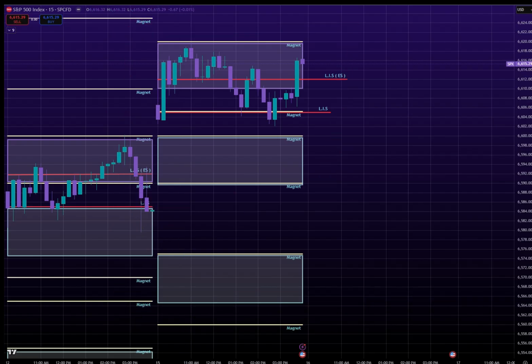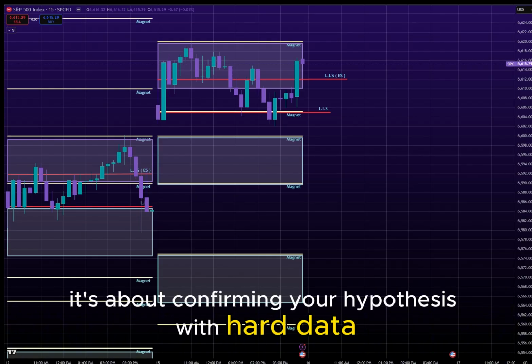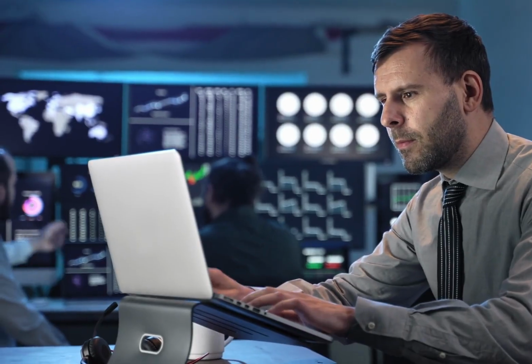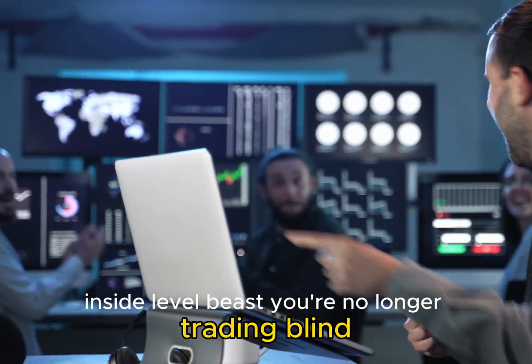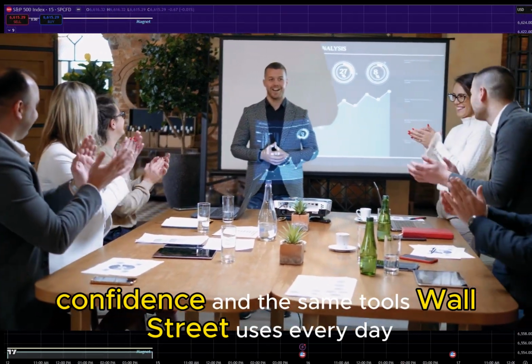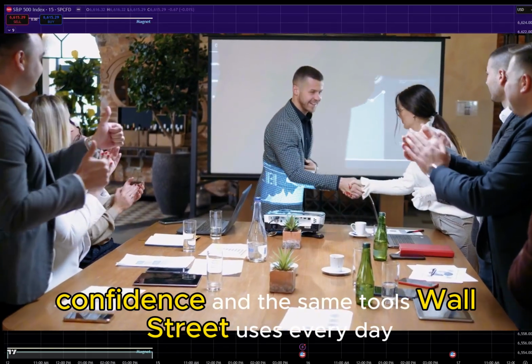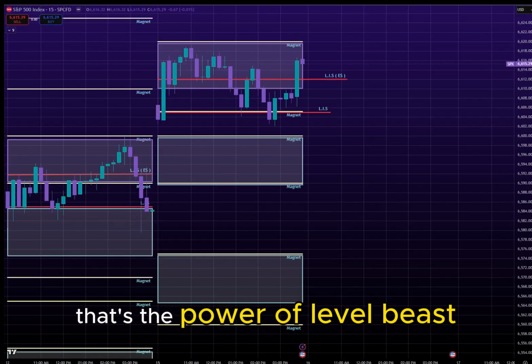In closing, remember, gamma research isn't about predicting the market with guesswork. It's about confirming your hypothesis with hard data. When you combine your strategy with the gamma research inside Level Beast, you're no longer trading blind. You're trading with clarity, confidence, and the same tools Wall Street uses every day. That's the power of gamma research. That's the power of Level Beast.